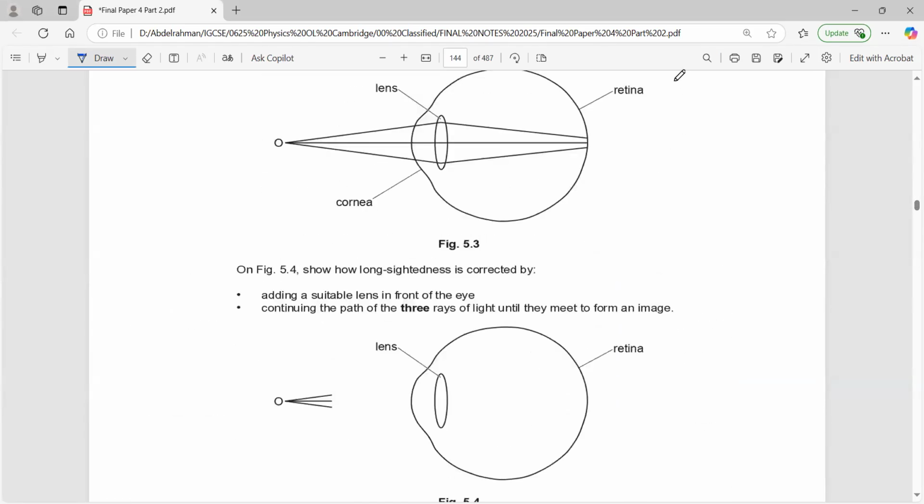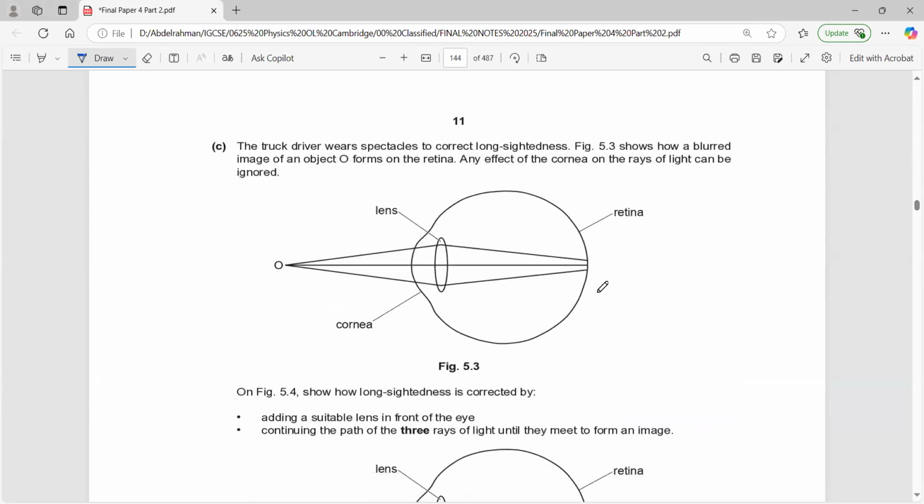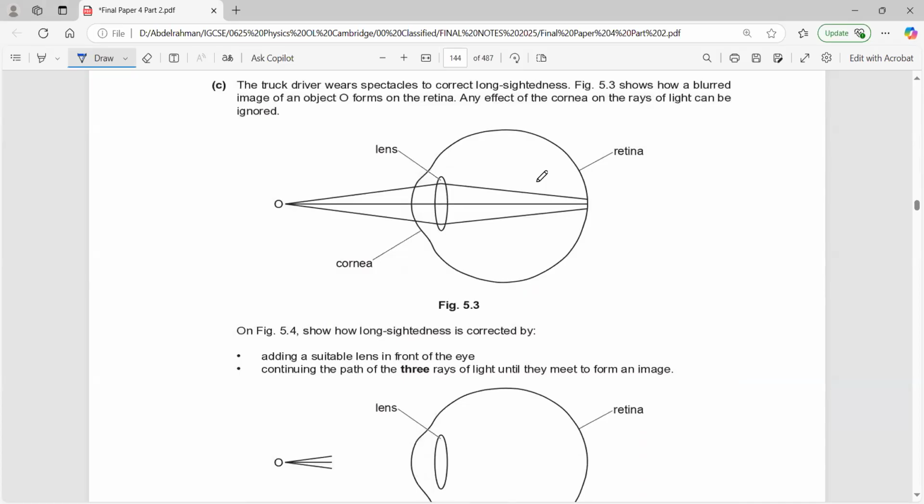Now we have a driver. He is wearing spectacles to correct long-sightedness. What is long-sightedness? Long-sightedness means that the rays, when they enter through your eyes, do not meet at the retina. To produce a sharp image, the rays must meet on the retina.